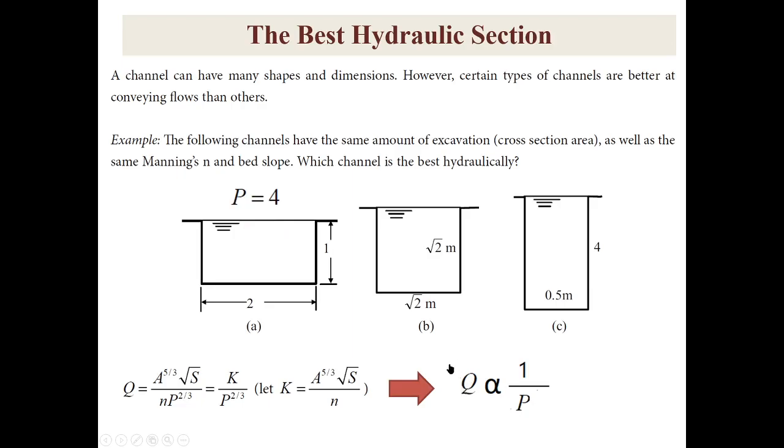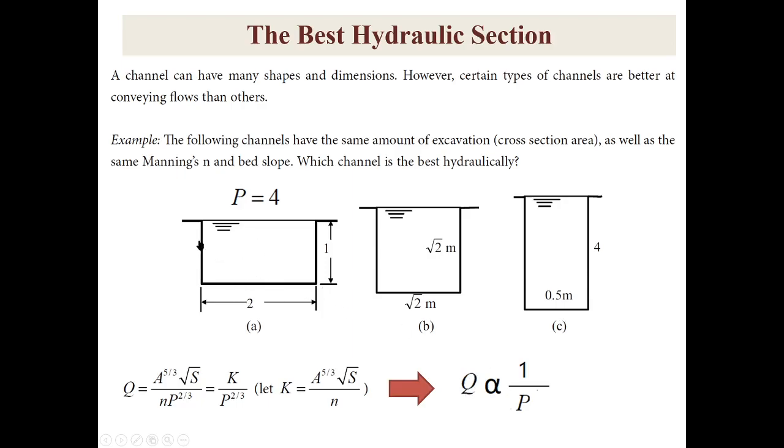Therefore, in order to have a maximum discharge, in order to have a greater discharge, we should minimize the value of P. Or if we have three different channels, we have to check which of them provides the minimum or lower value of wetted parameter. Therefore, the discharge which can be conveyed within that channel should be the maximum.